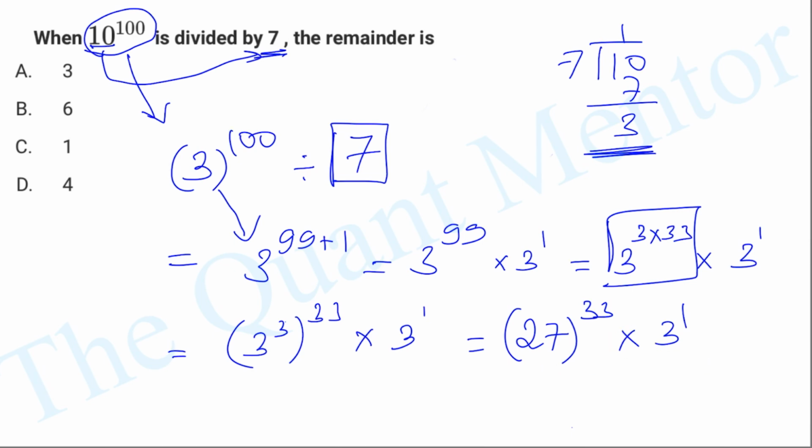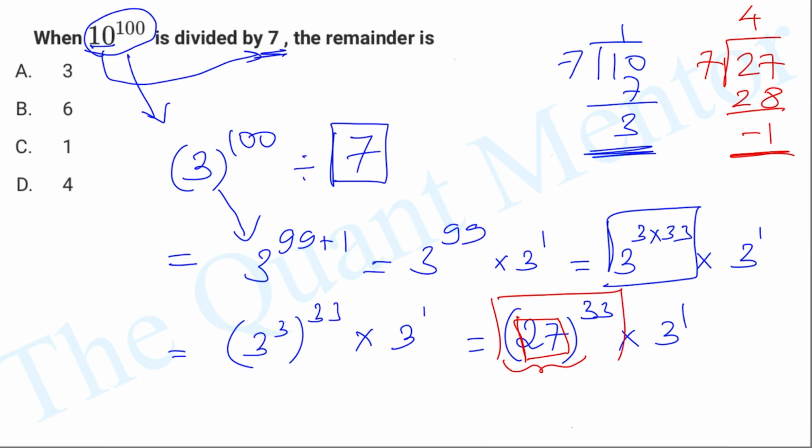So what is the remainder when 27 raised to 33 is divided by 7? We'll first find out the remainder when 27 is divided by 7. If you divide 27 by 7, there are two ways out. You can write 7 3s are 21, or here you can select 7 4s are 28. You get the negative remainder minus 1. So this entire part will now become minus 1 raised to 33, and 3 on dividing by 7 will give the remainder 3 only. So everything now boils down to minus 1 raised to 33 into 3.